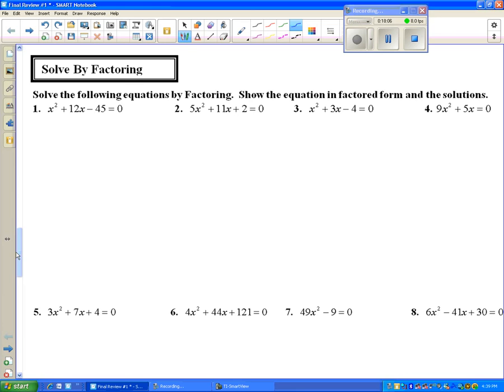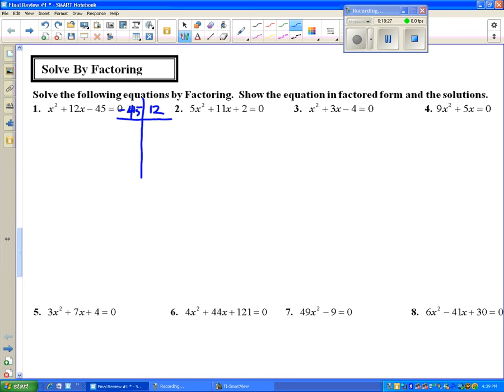x squared plus 12x minus 45. Let's factor this. This is basic factoring because there's a 1 in front of the x squared. What multiplies to negative 45 and adds to positive 12?